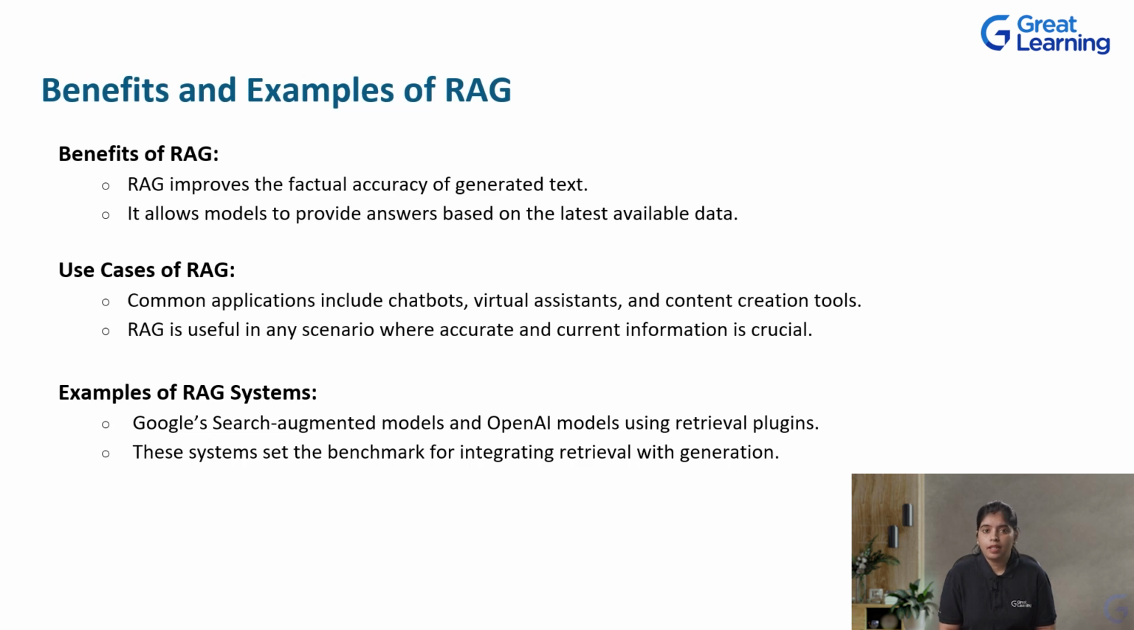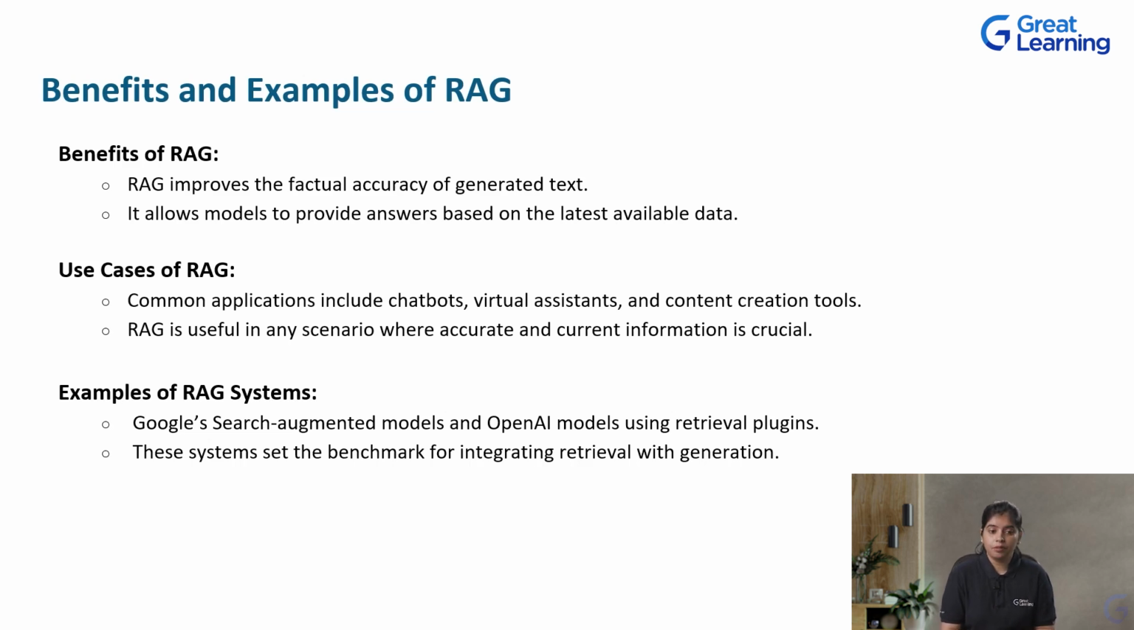So you can see on the screen that I have given there the Google search augmented model and OpenAI models using retrieval plugins. These are well-known examples of RAG systems where we are actually taking the benefit of RAG. These systems set the benchmark for integrating retrieval with generation. In OpenAI, we have a lot of models like ChatGPT and all. There we are using RAG because it gives the benchmark.